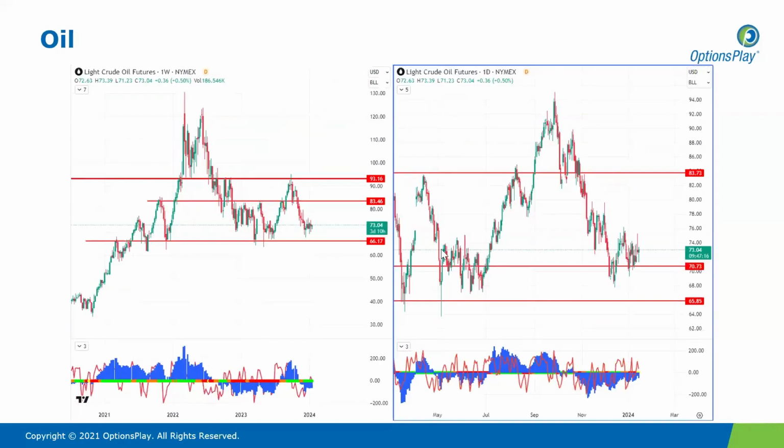Okay, moving on to oil. So oil, I mean, there's nothing really much to add from last week. A lot of consolidation, but it's a lot of consolidation happening at this major support zone between 65 and 70. And the last time we saw that was last year between May and July. We saw a lot of consolidation before an eventual breakout.